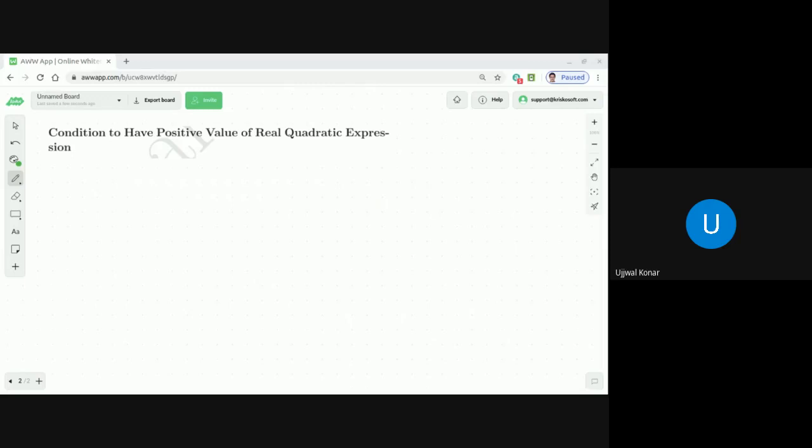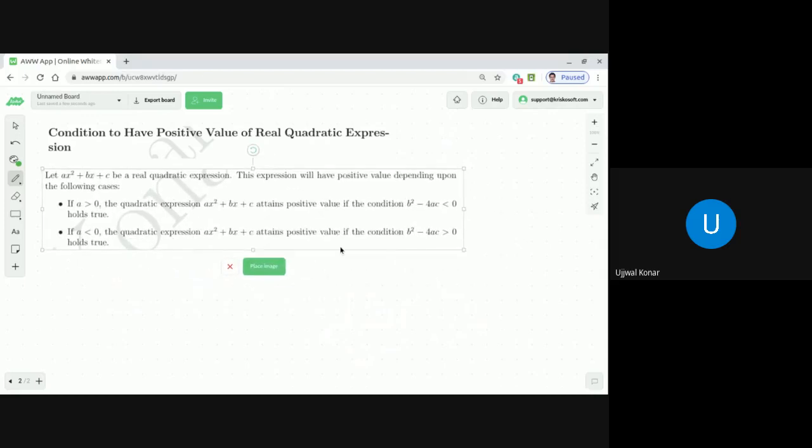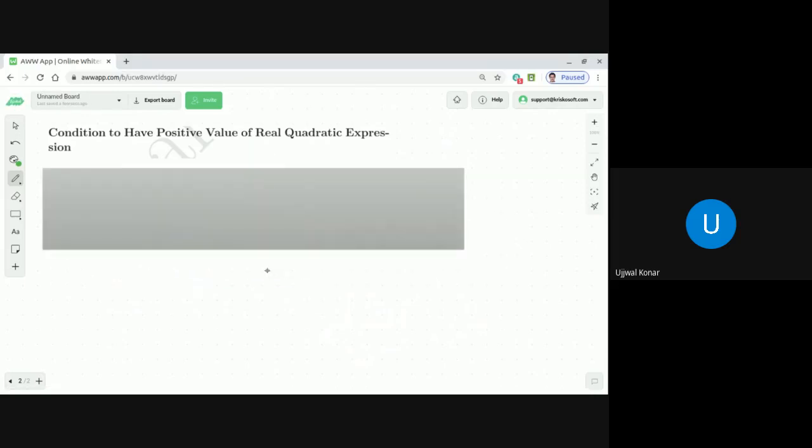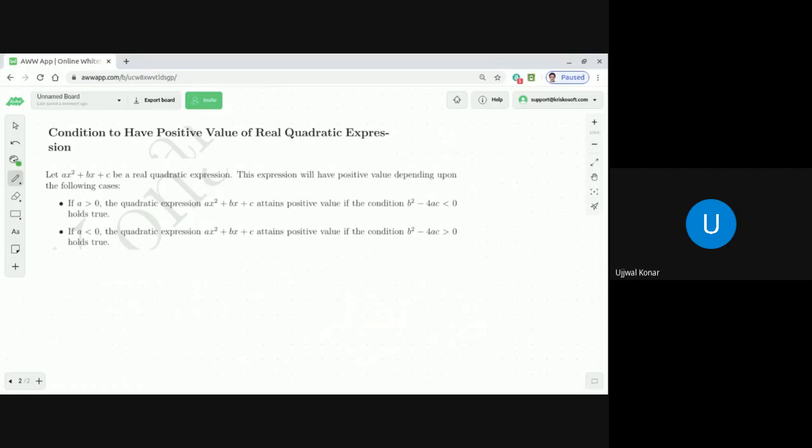Okay, and after that, as I said, I will show you by means of a graphical representation. Let ax square plus bx plus c be a real quadratic expression. This expression will have positive value depending upon the following 2 cases. If a is greater than 0, the quadratic expression ax square plus bx plus c attains positive value if b square minus 4ac is less than 0 holds true.